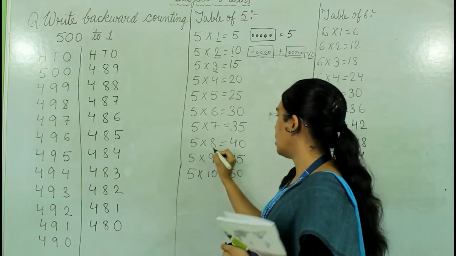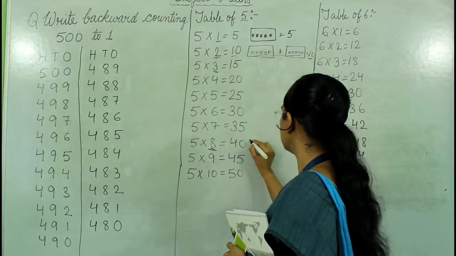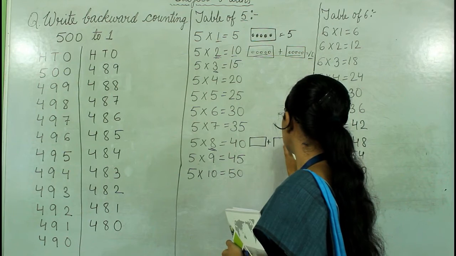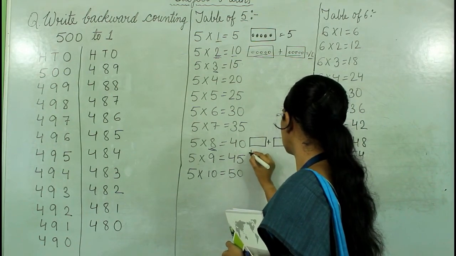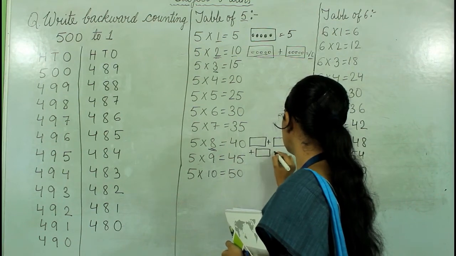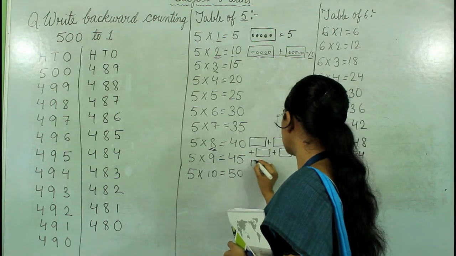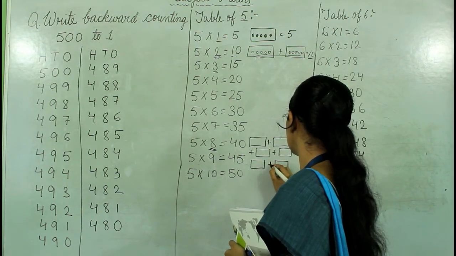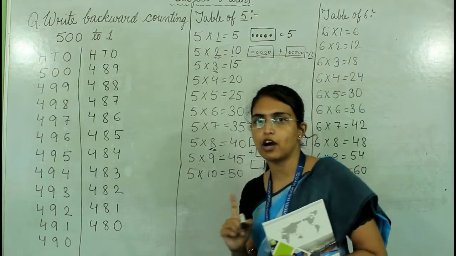Now suppose the question is 5 into 8. How many boxes do we have to draw? 8 boxes. 1, 2, 3, 4, 5, 6, 7, 8. And each box has how many balls? 5 balls.